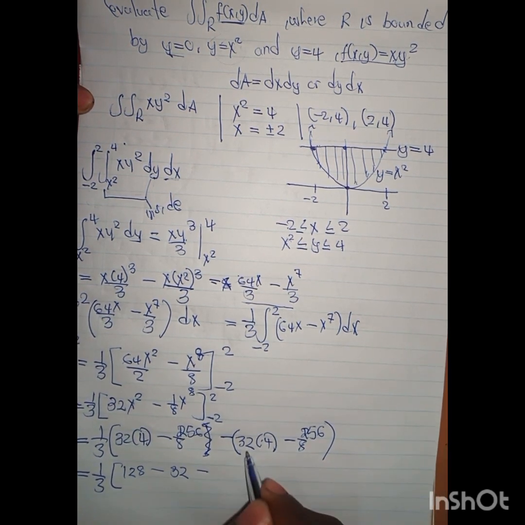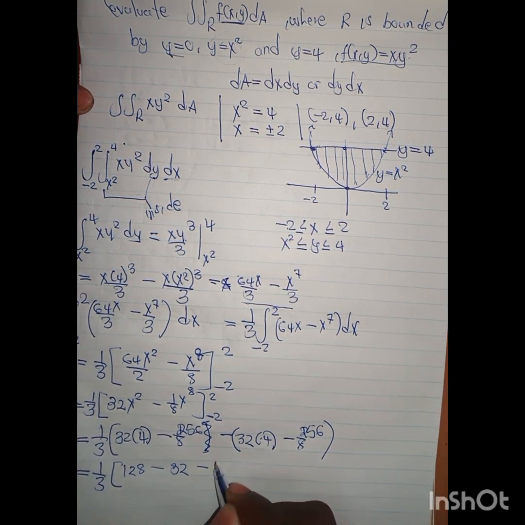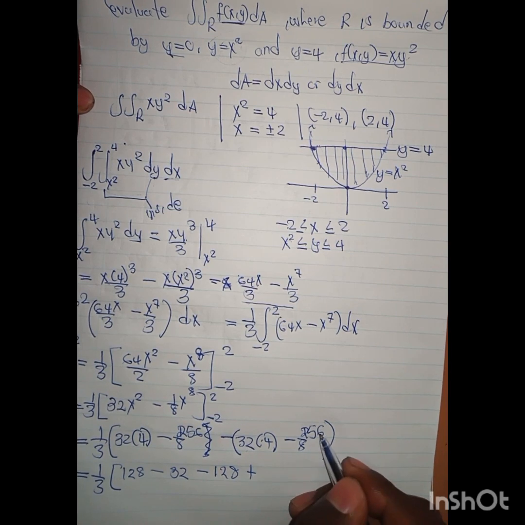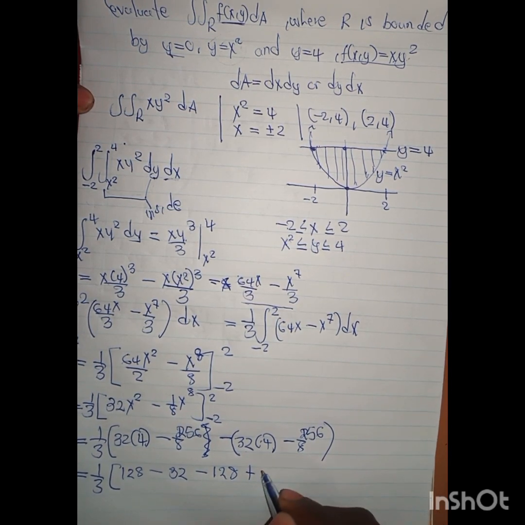Then minus 32 times 4 is the same as 128. Minus times minus will become positive. 256 over 8 is positive 32.